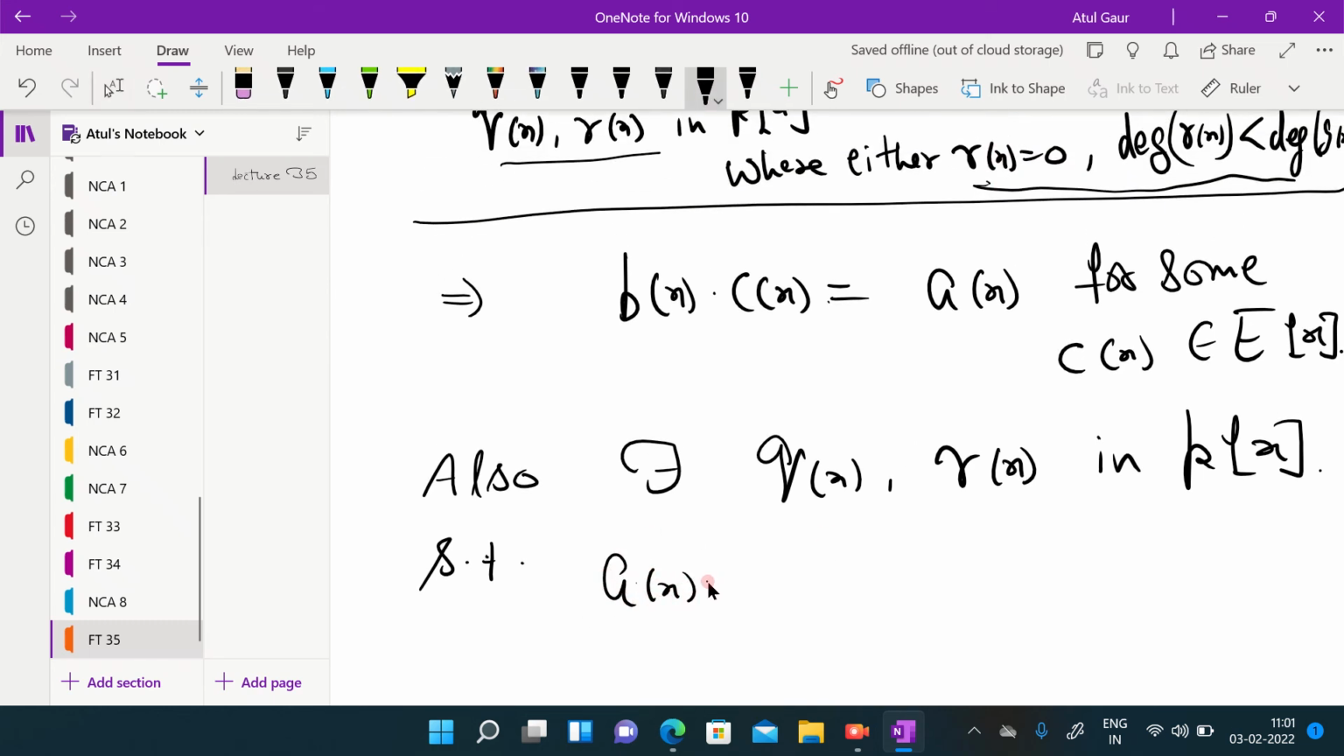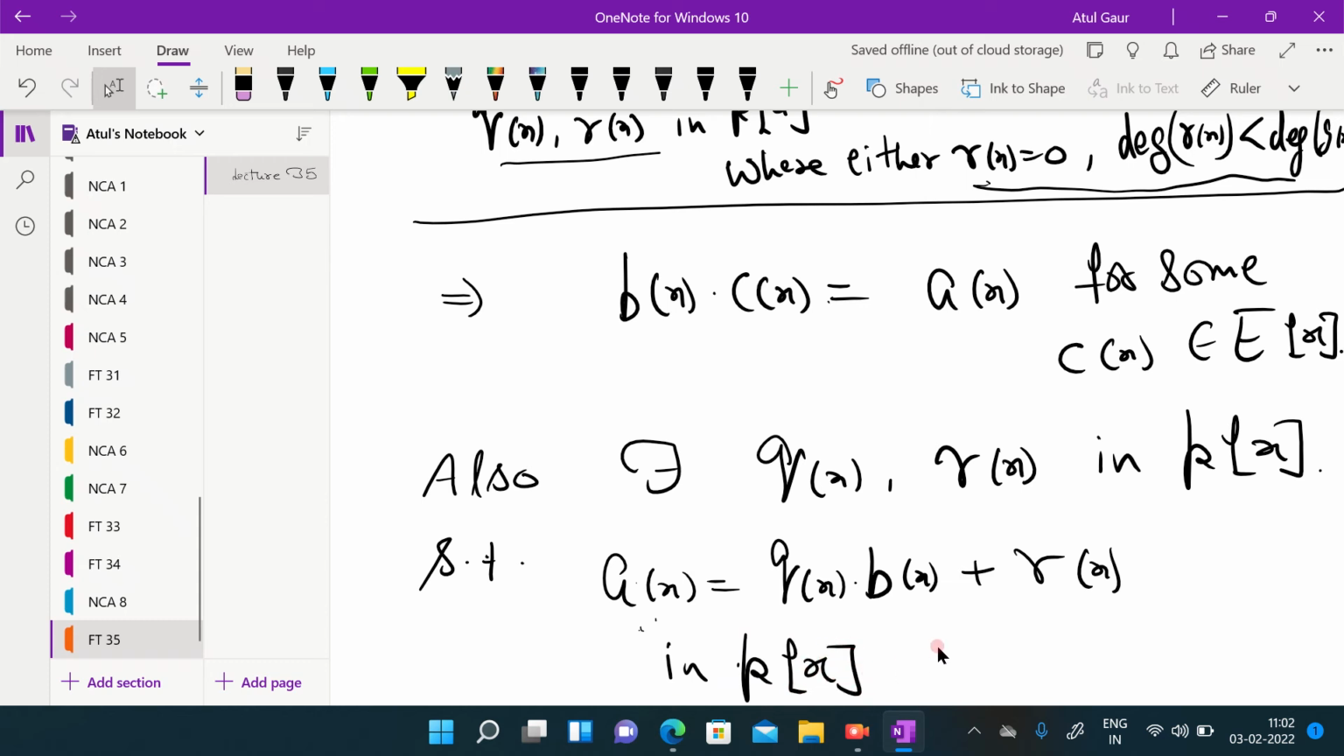ax equals qx into bx plus rx, where again I mean rx is the remainder. This is by Euclidean algorithm. And the point is, where does this equation hold? It holds in kx. This is in kx, and kx is contained in ex, so this equation holds in ex also.